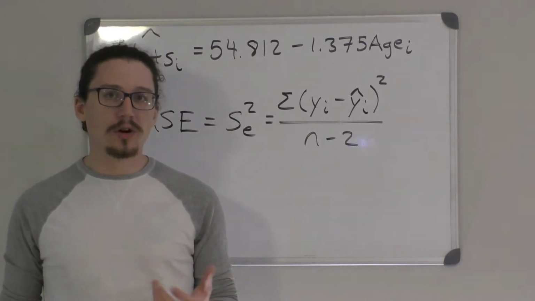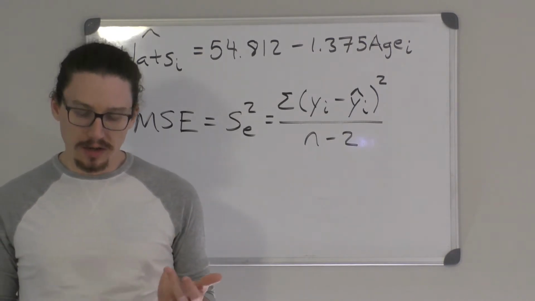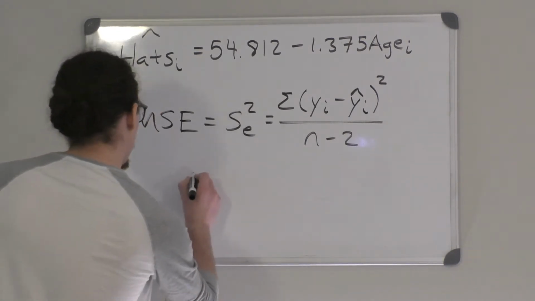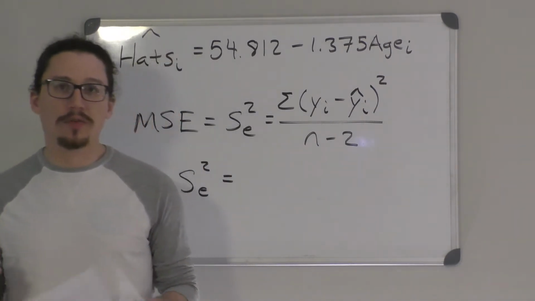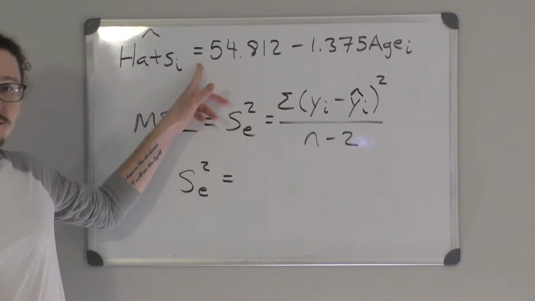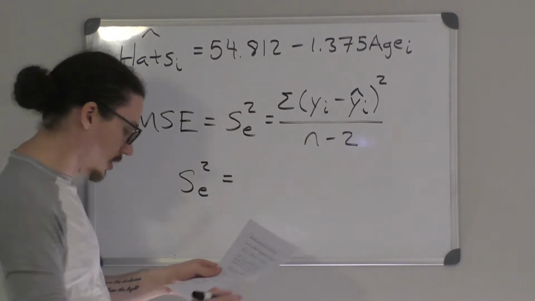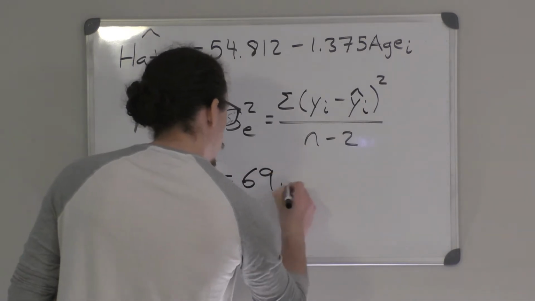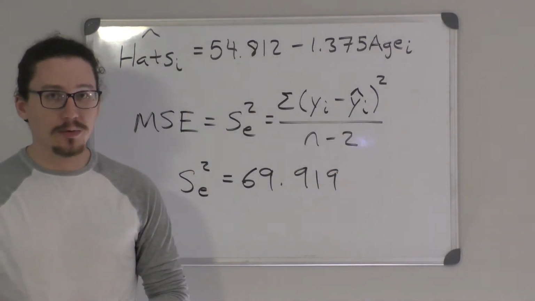All right, so the lower these are, the better, right? And we will be using these later on. And so for our example, for this regression, we have a sum of squares error of 69.919.